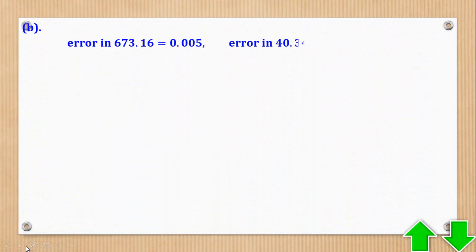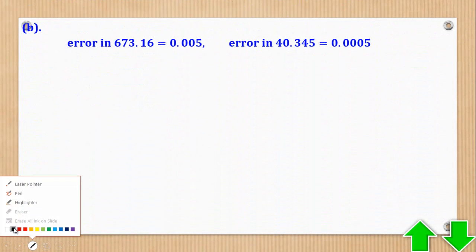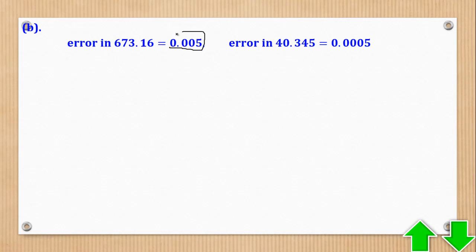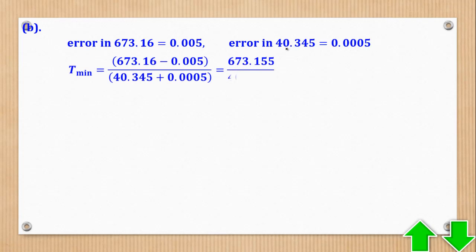So in such questions of error arithmetic, the first thing to do is to state the individual errors in each. You realize that these are 2 decimal places, 2 zeros. 3 decimal places, 3 zeros. So that is what you should do first. Then you can now get the minimum and maximum.